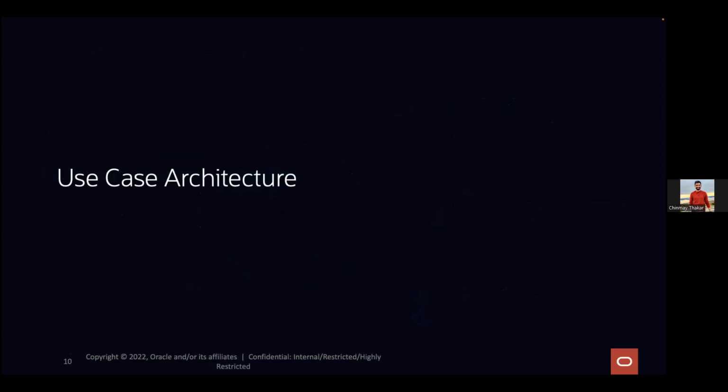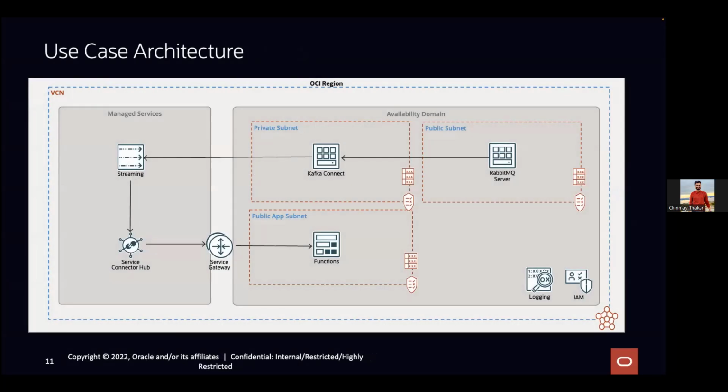So going on, we'll look at the simple use case architecture that we will demo after this. So the use case architecture looks something like this. Everything is currently built within an OCI region. It goes from left to right. So let me start from the RabbitMQ server. The RabbitMQ server is actually positioned right now in a public subnet within one of our availability domains within a virtual cloud network on OCI. We wanted to emulate the RabbitMQ server as an on-premises server, so we just created another subnet and put that RabbitMQ server up and running over there.